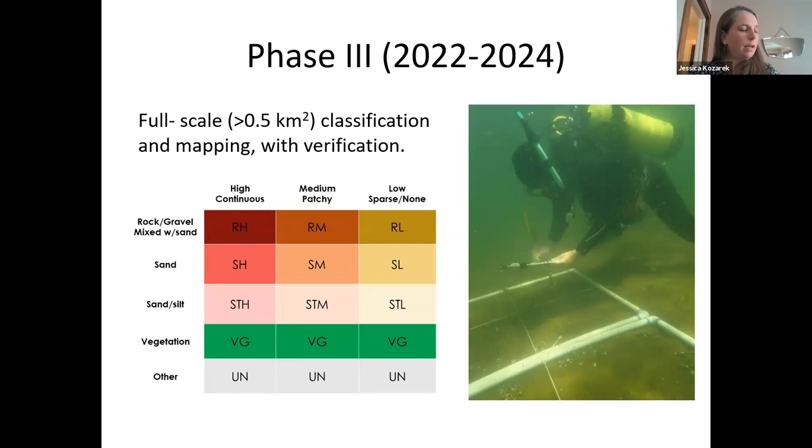Okay, so phase three will start in the beginning of 2022. And there are really two goals of phase three. The first is a full-scale mapping. At this point, we have laboratory data to help develop our classification model, and we have quite a bit of field data from this summer to help develop our classification model. But phase three will focus on actually mapping a large area and then checking the accuracy of that map using our scuba diving team and our ROV.